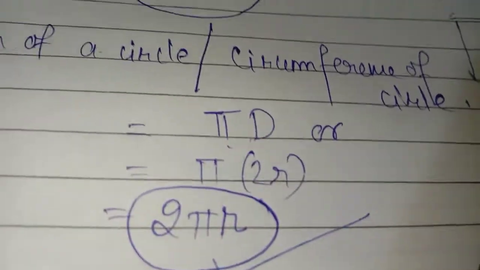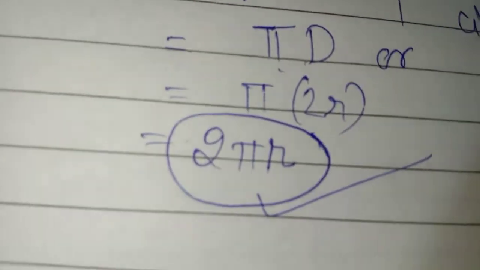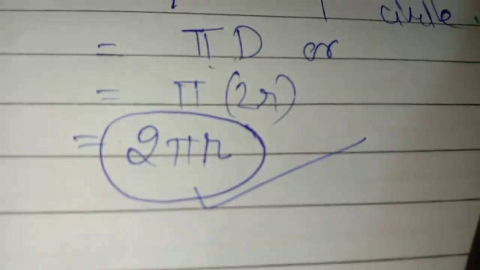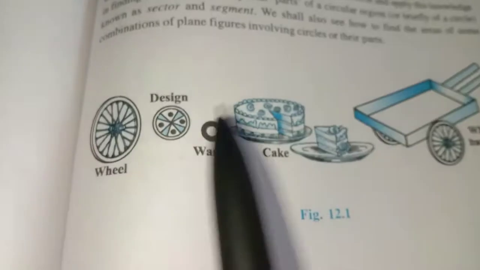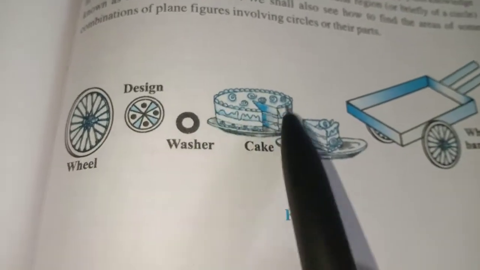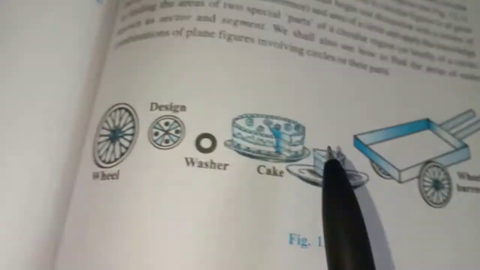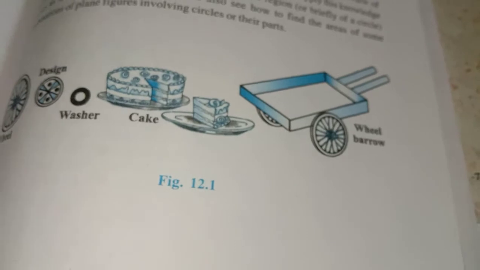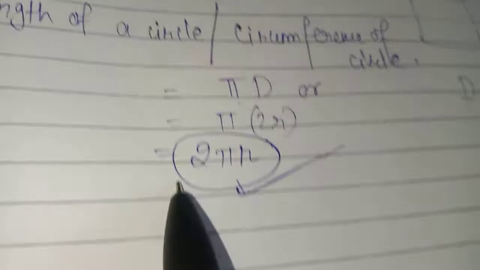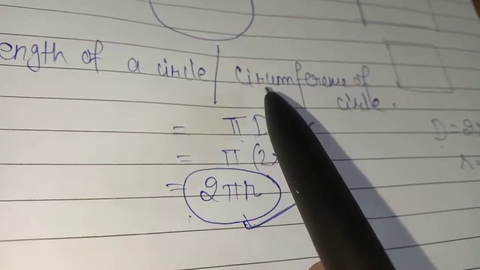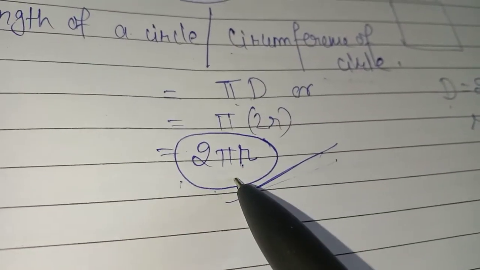We have a lot of objects to measure, like a circular bangle, a circular wheel, the length of a pizza, everything. You can see different shapes here, like a design, a cake, and the wheel of a wheelbarrow. Everything is circular, so we have to discuss its length. Length should be found with the formula 2 pi r. Either it is the length of a circle or the circumference of a circle, which is given as 2 pi r.